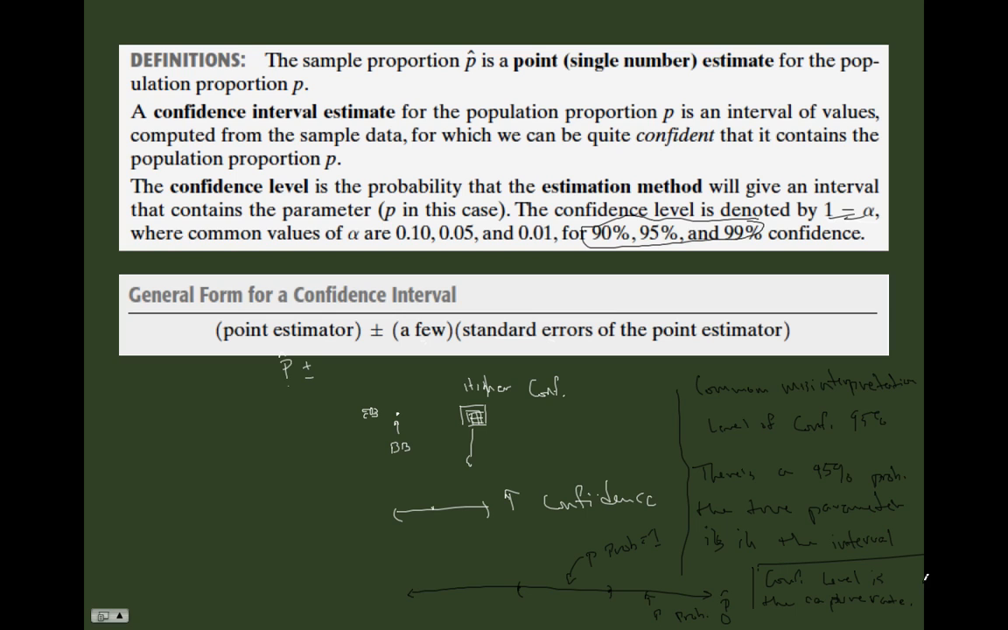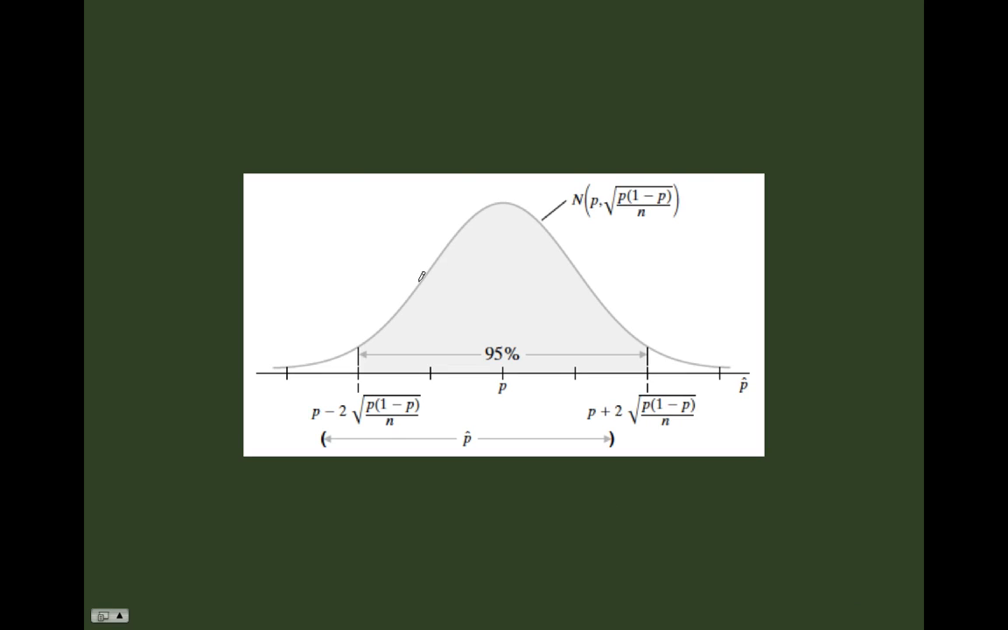And in this example, it's the frequency with which the interval captures the true parameter when we use the particular estimation method. Basic idea for the structure is we take our point estimator, p hat in this case, we add and subtract a certain number of standard errors of the particular point estimator, and that plus or minus is what creates the boundaries of the interval. So another way to picture the situation is to recognize that we're modeling p hat. We're assuming that there's some true proportion out there.